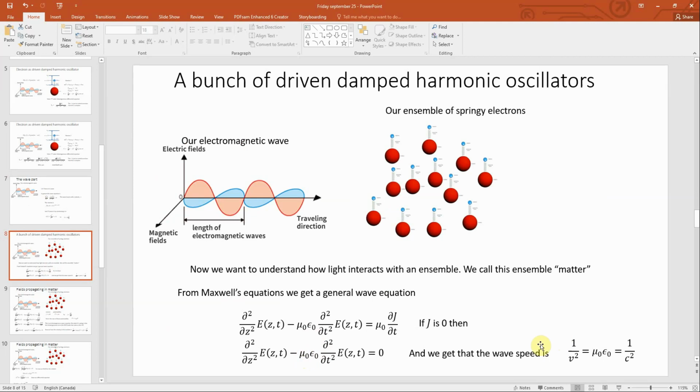And so that tells us how fast this wave travels. 1 over v squared is equal to mu naught epsilon naught, but these are fundamental constants, and so this is equal to 1 over c squared. So the speed of light is a fundamental constant because mu naught and epsilon naught are also fundamental constants. Okay, so this tells us that an electromagnetic wave in free space is going to be traveling with a speed of c.